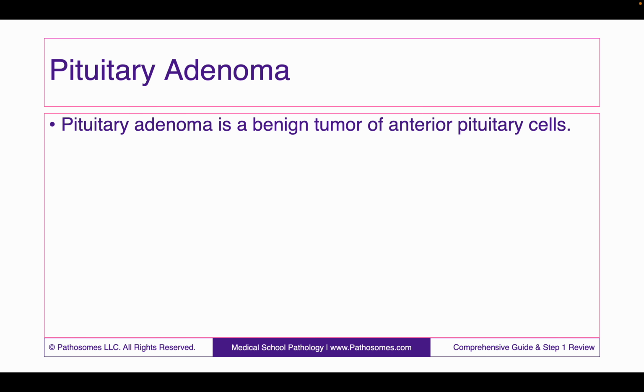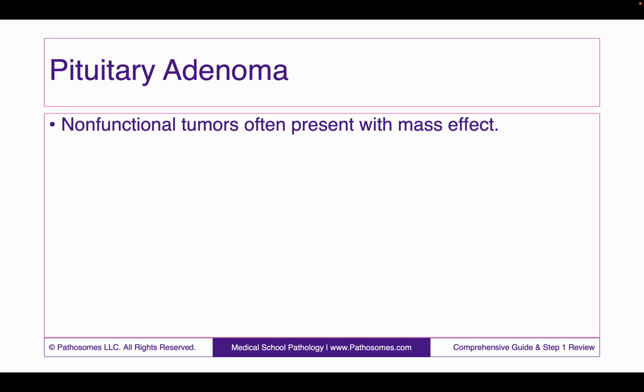Now let's start off with a pituitary adenoma. A pituitary adenoma is a benign tumor of anterior pituitary cells. Pituitary adenomas may be functional, meaning it is actually hormone-producing. And they may also be non-functional, meaning they can be clinically silent. Non-functional tumors often present with mass effect, right?